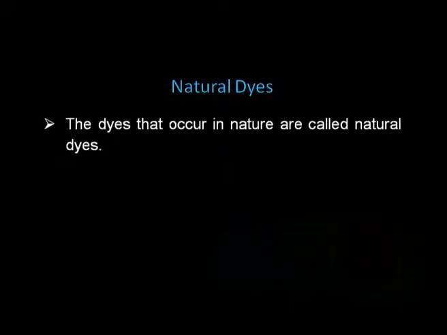The dyes that occur in nature are called natural dyes. Under the category of synthetic dyes, we have discussed a number of dyes, and in today's lecture also we have discussed indigotin. Indigotin or indigo is a natural dye, that is, it can be obtained from the leaves of the plant Indigofera, but since the requirement of dye is much more, a lot of this indigotin is prepared synthetically also.